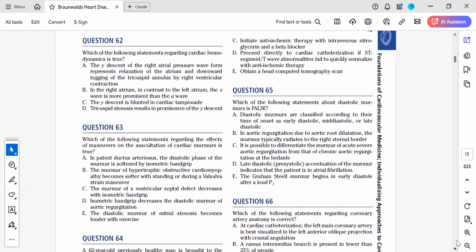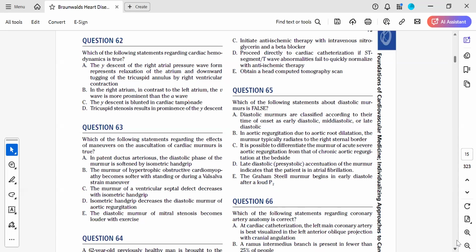So we go to the options now. Option A says the Y descent of the right atrial pressure waveform represents relaxation of the atrium and downward tugging of the tricuspid annulus by right ventricular contraction. So the Y descent represents atrial emptying, not relaxation. So that makes that option false. We are looking for the true option. That's false.